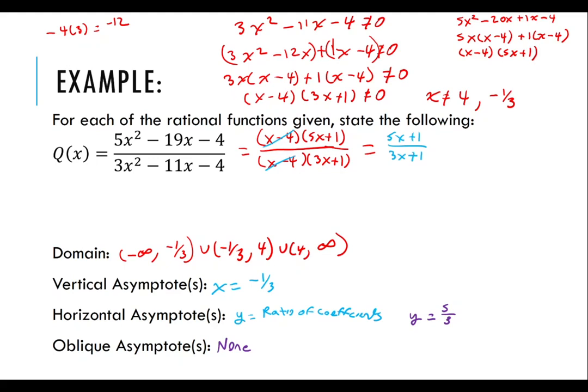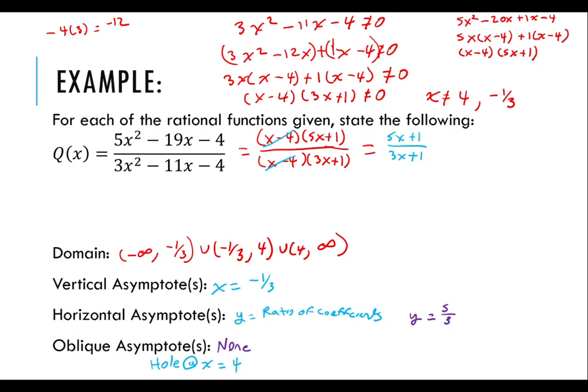Something else I want to make note of here is that once you find your vertical asymptotes, notice that we still had other domain restrictions, right? We still had the domain restriction of negative 1/3. But if it's not a vertical asymptote, what is it? Well, specifically, it's going to be what we call a hole. And so I'm just going to go ahead and talk about this for a moment now. Specifically, we're going to have a hole at x equals 4.